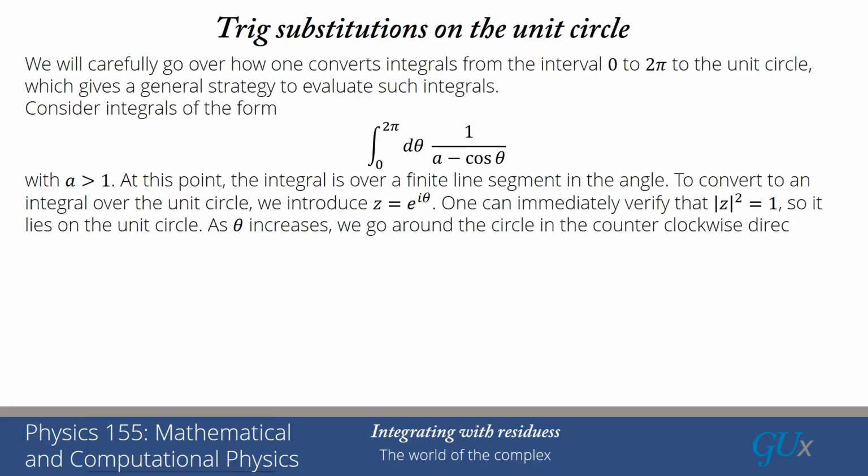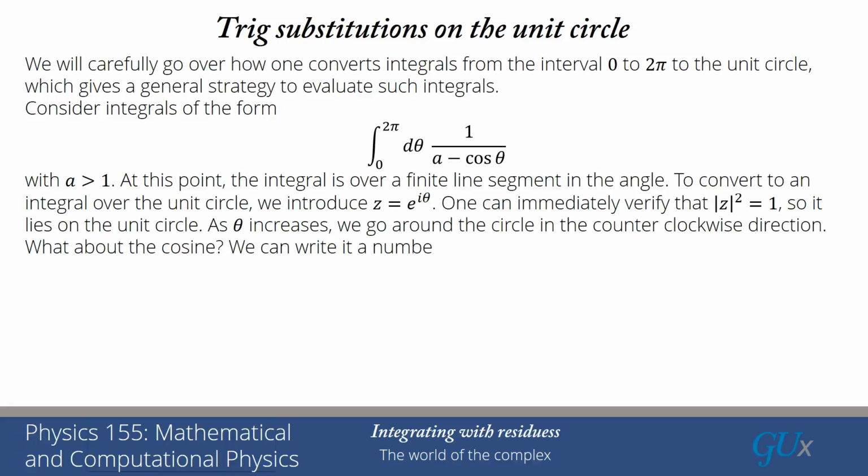To convert it to an integral over the unit circle, we have to introduce the complex number z equals e to the i theta, and you can immediately verify by looking at z times z complex conjugate that the mod z squared is equal to 1. So it lies on the unit circle, and as theta increases, we go around the circle in a counterclockwise direction.